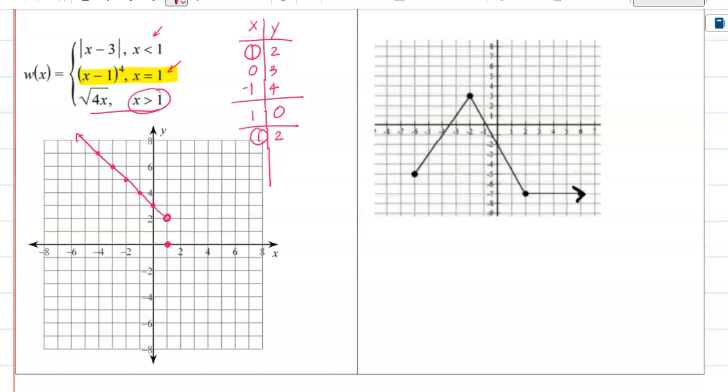Let's put in another point, like 2. 2 times 4 is going to give me 8. I could put a 4 in. It's going to give me a 16. That's 4 over 4. 4, 4. There we go. It's a square root function. It's going to look something like this. Oh no, I drew it wrong. Sorry. It should connect right here. Okay. Good job.